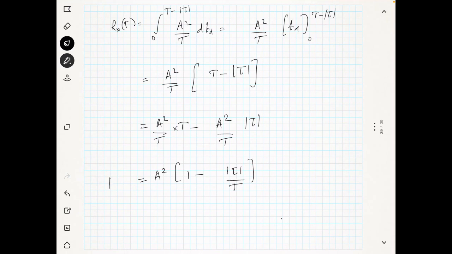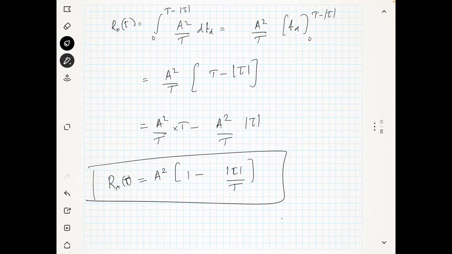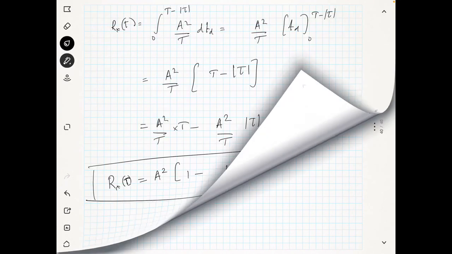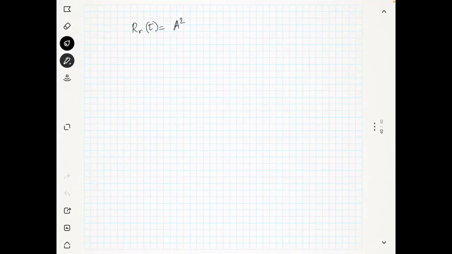You can see here this is the autocorrelation function. So this is how we can find the autocorrelation for this sequence. So Rx of tau is equal to A square into 1 minus tau by T, okay.